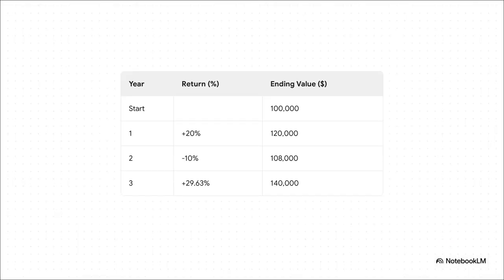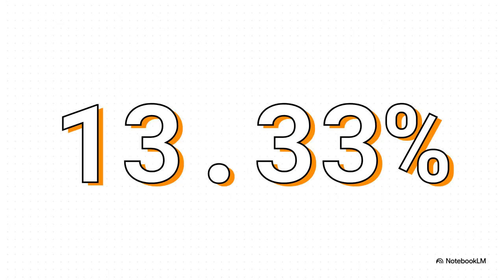Let's look at a new, more volatile example. You start with $100,000. Year 1, you're up a solid 20%. Awesome. But then year 2 hits, and you lose 10%. Ouch. Then you have a massive rebound and gain almost 30% in year 3. A total roller coaster, ending at $140,000. So, what was the return? Well, if we do the simple math for the average annual return, we just take 20, subtract 10, add 29.63, and divide it all by 3, we get 13.33%. And you know, that looks pretty good on paper.